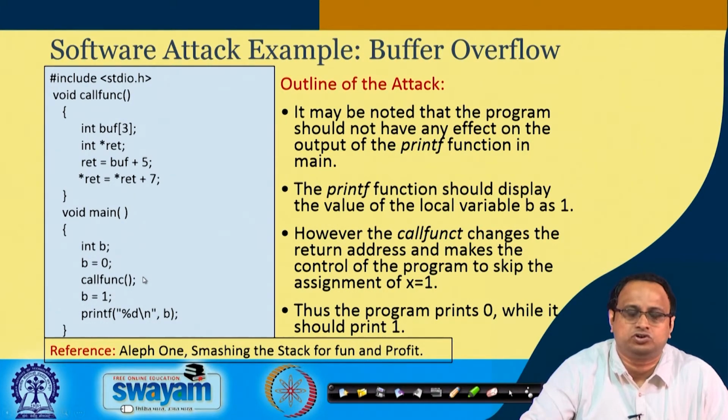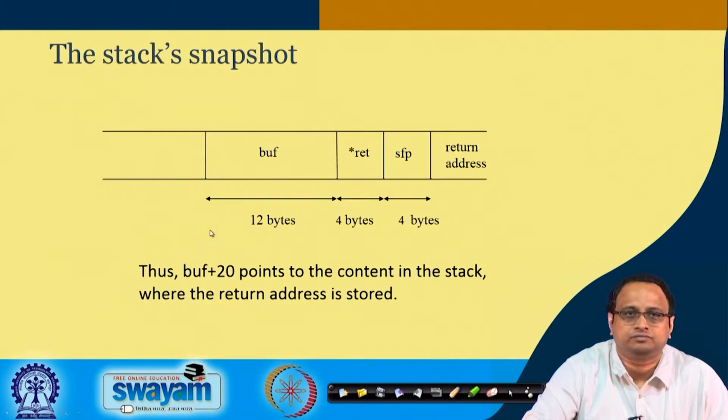Then there is a call to the function, followed by a b equal to 1 assignment, followed by a print of b. Since the call to function doesn't affect b, what I would expect is that b should be printed as 1. On the other hand, what we will see is that because of certain operations in the function, it skips this b equal to 1 line and therefore prints b equal to 0. So the program does a wrong computation. This attack has been shown in the paper 'Smashing the Stack for Fun and Profit', written under the pseudonym of Aleph1.